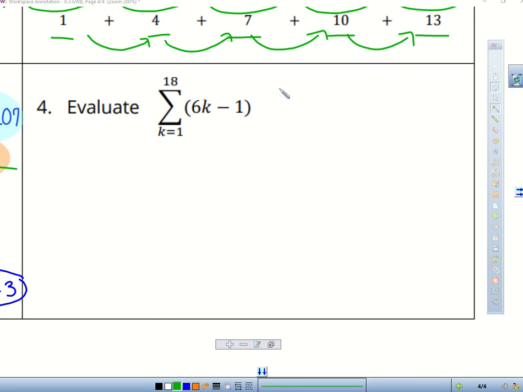So first thing we need to determine is our n. So if we look back to the last one, we see that whatever this upper limit is, that's your n. Okay?